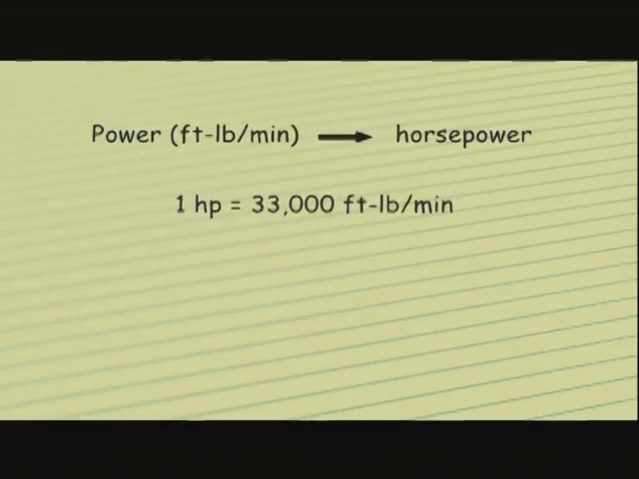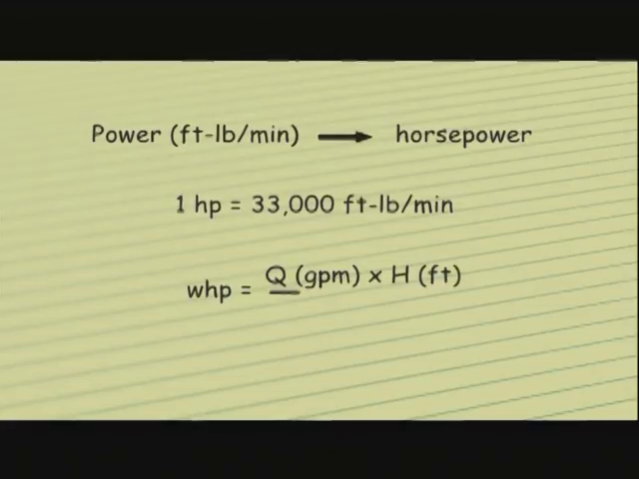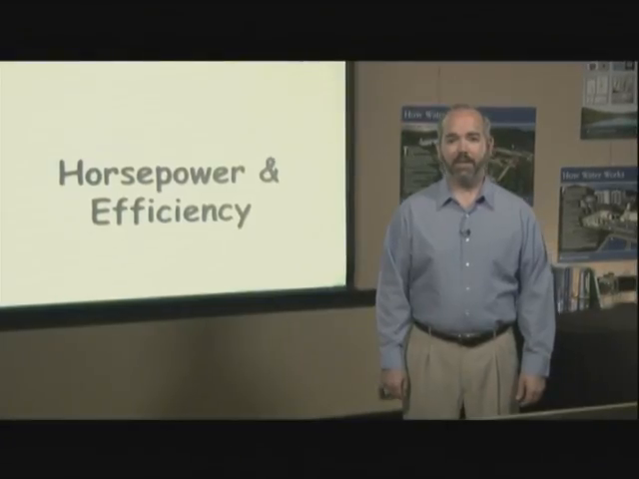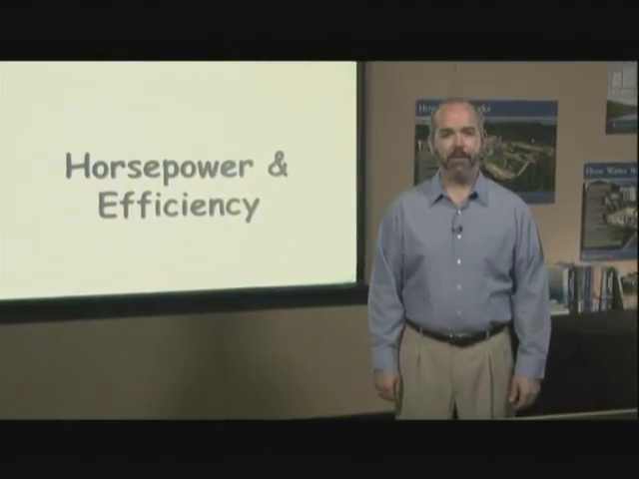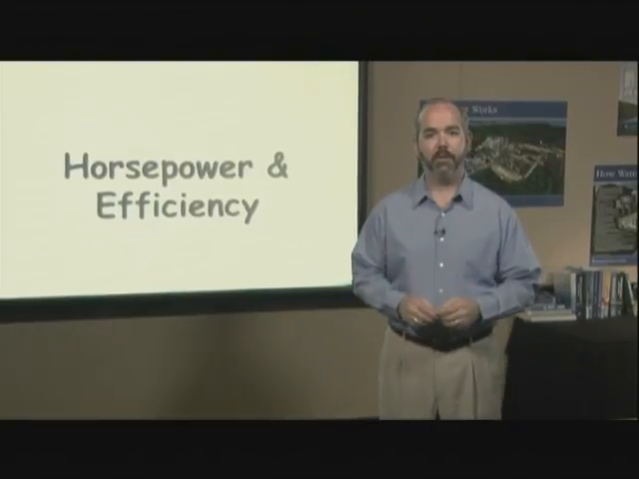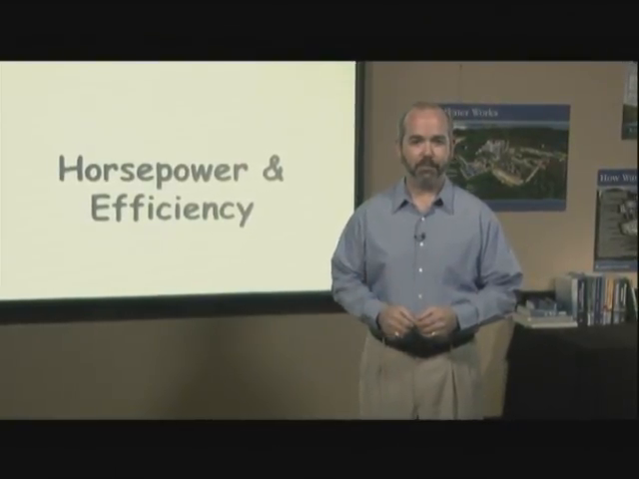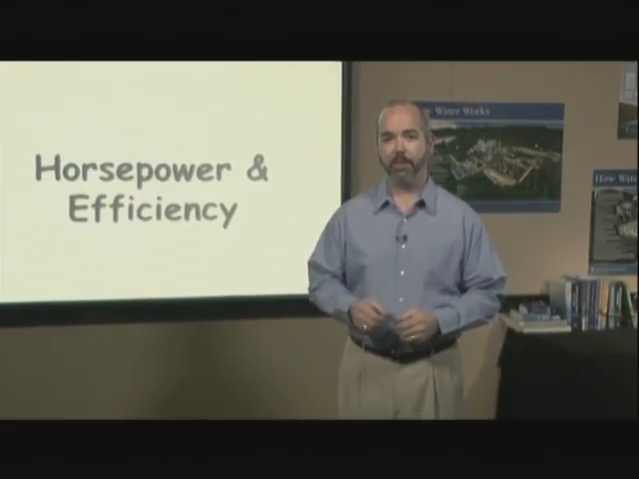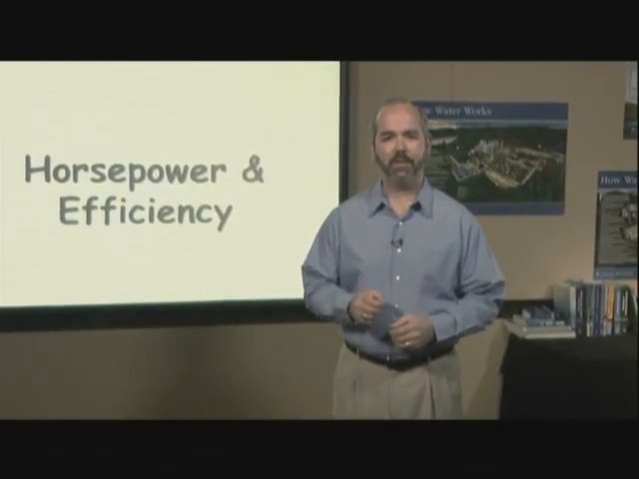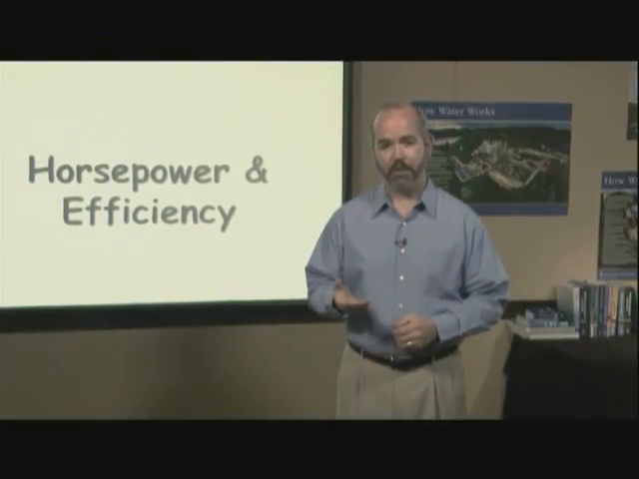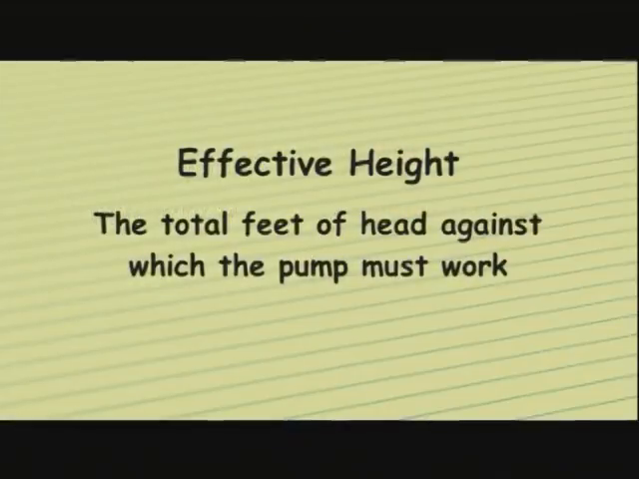This is called water horsepower and is represented as water horsepower equals the flow rate in gallons per minute times the total head in feet divided by 3,960. We will discuss calculations of pump horsepower and efficiency made in conjunction with water transmission, treatment, and distribution operations. The selection of a pump or combination of pumps to provide an adequate pumping capacity will depend on the flow rate required and the effective height through which the flow must be pumped. Effective height is defined as the total feet of head against which the pump must work.